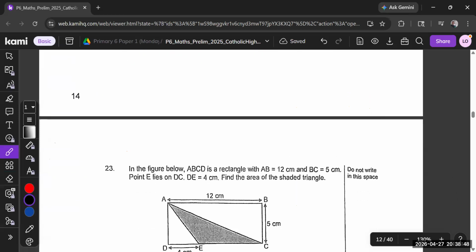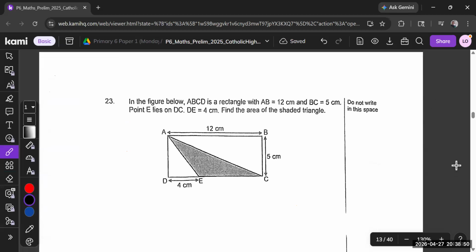Okay, question 23. Oh, this is easy. Your answer is 20 cm square. Okay. And how do we find the shaded triangle? There's no need for a method because this is a triangle. So one step: half times base times height.